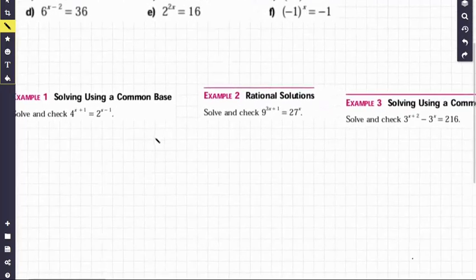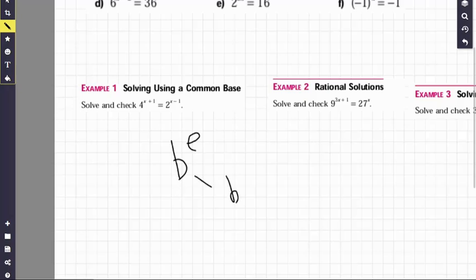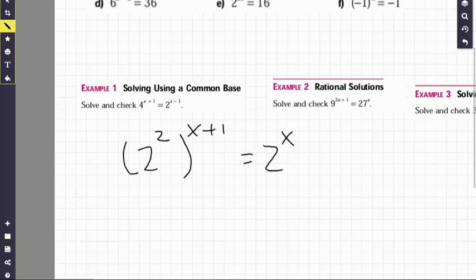So what is a common base? Usually, this is the base. Base to the exponent. Sorry, base to the exponent. So whatever number this is the base. So in this case, we have 4 and 2 as a base. So, how do we get 4 to become a 2? Well, we have 2 to the second power of x plus 1 is equal to 2 to the x minus 1.